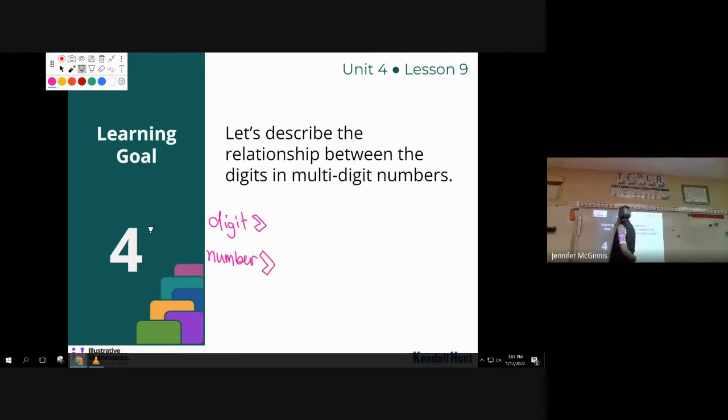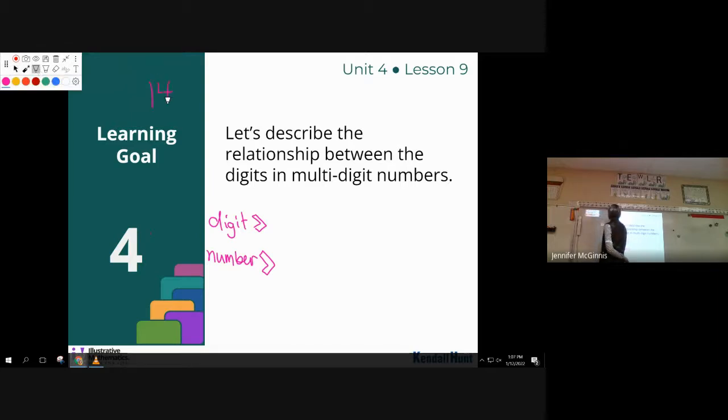So, like, if my number is 146, what's the difference between the digits in that number and the number itself? Nikki? The digits are the numbers that are in it. Like 6, 4, 1. Okay, so these are the digits. This is a digit. This is a digit. This is a digit. Is that what you're saying? Yeah. These are the digits.